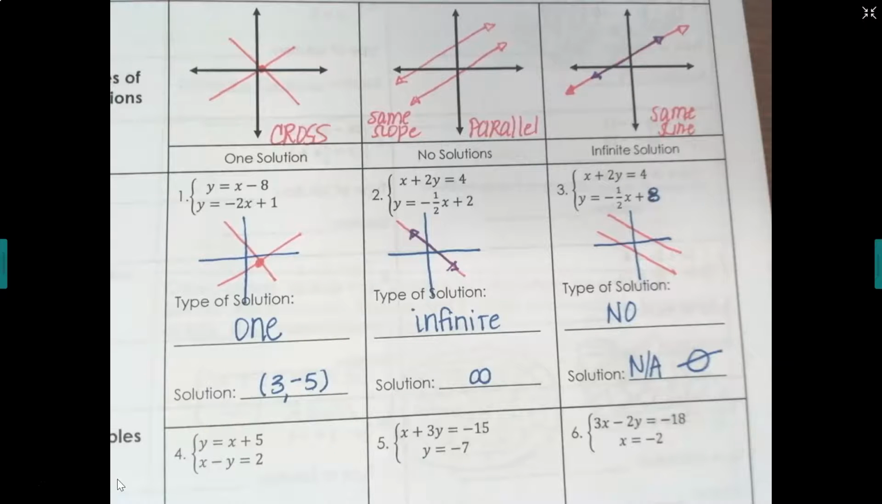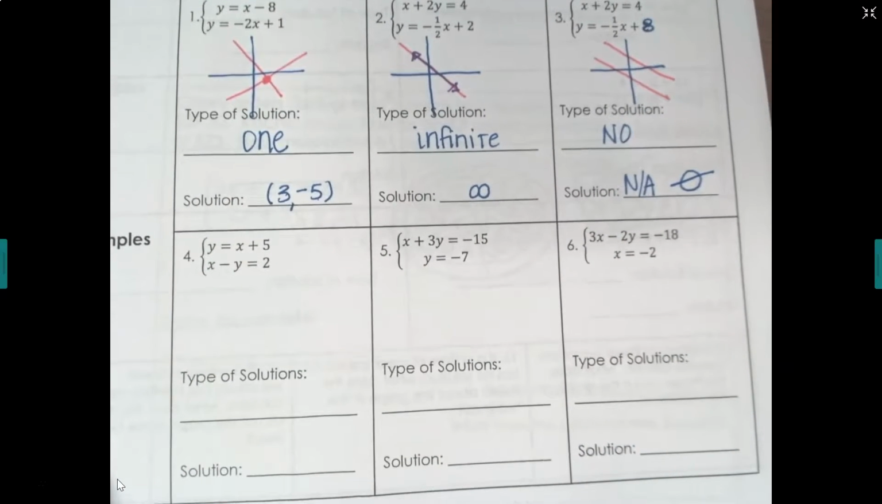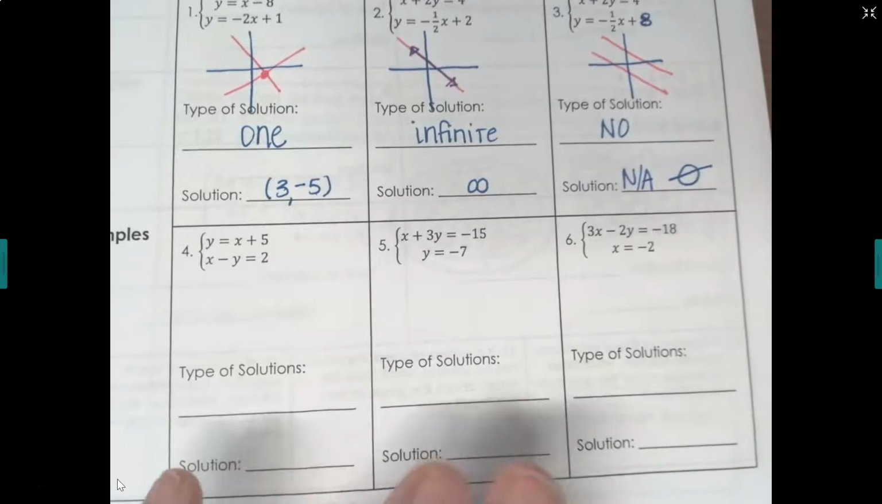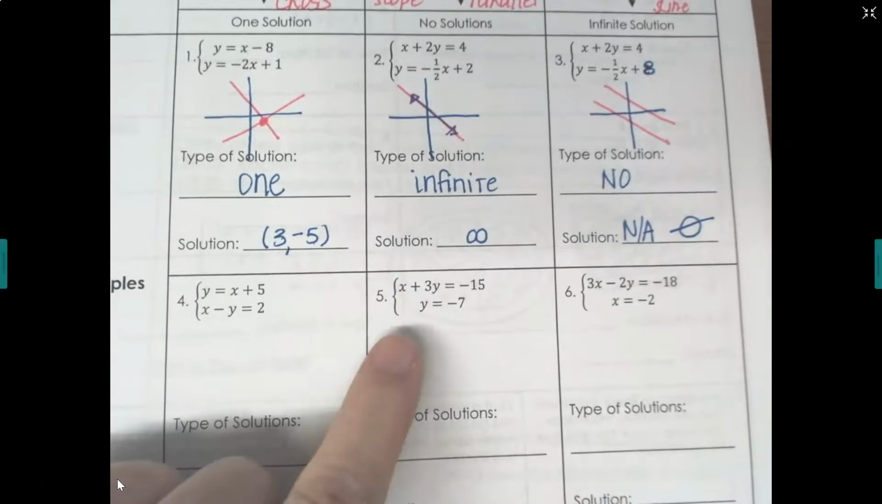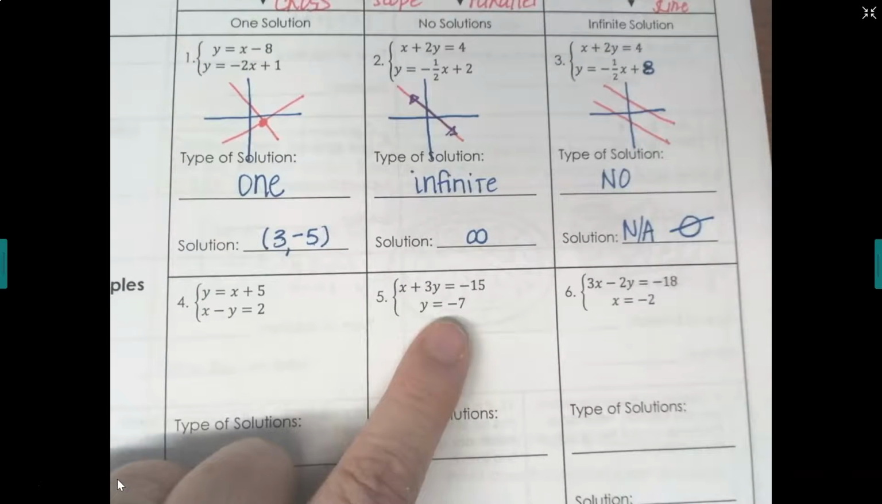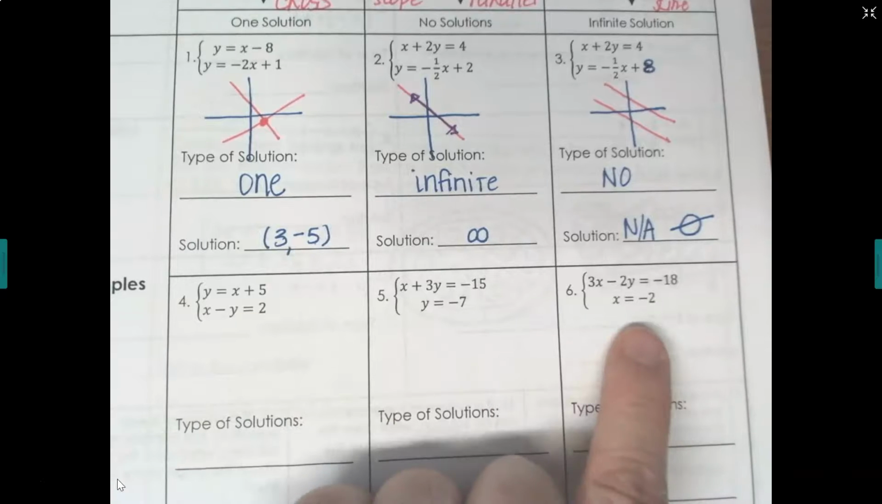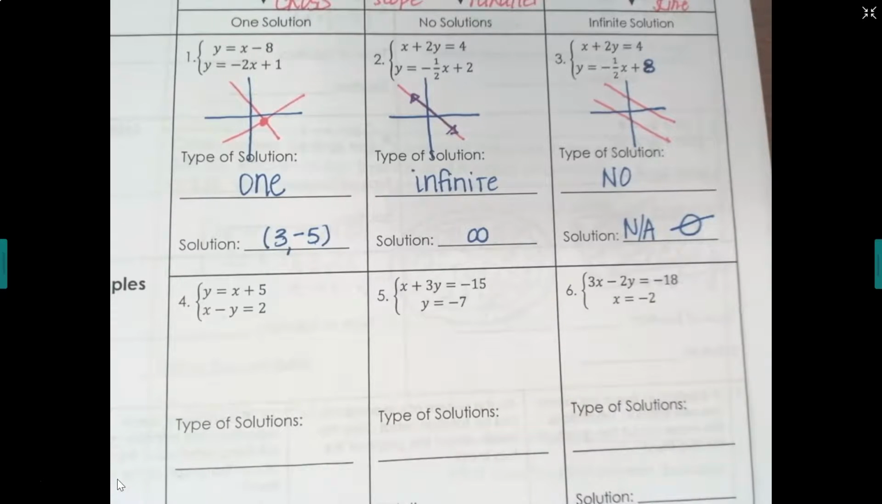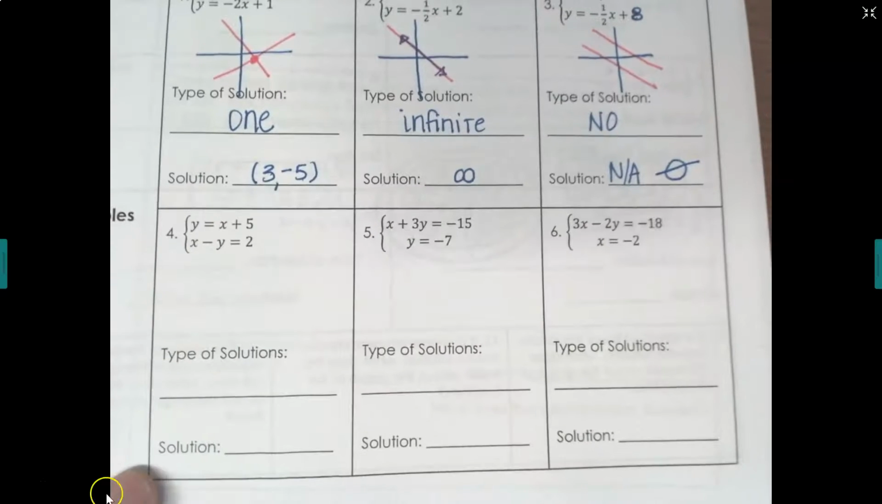All right, so I'm not going to do the rest of these, all of them. I definitely want to do number 5. It looks a little bit different because I just have y equals a number here. I want to show you what happens. Well, we can do number 6 also because that has x equals a number. So let's start with number 5.